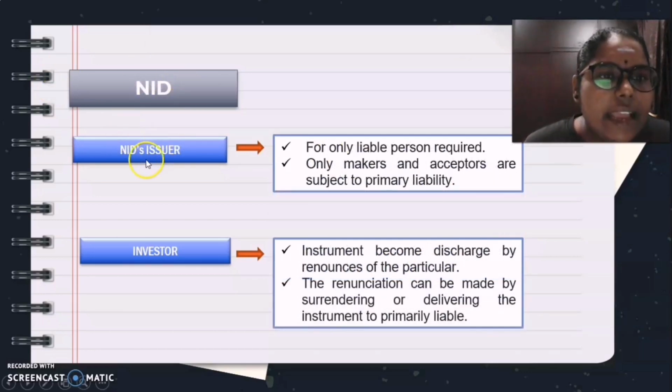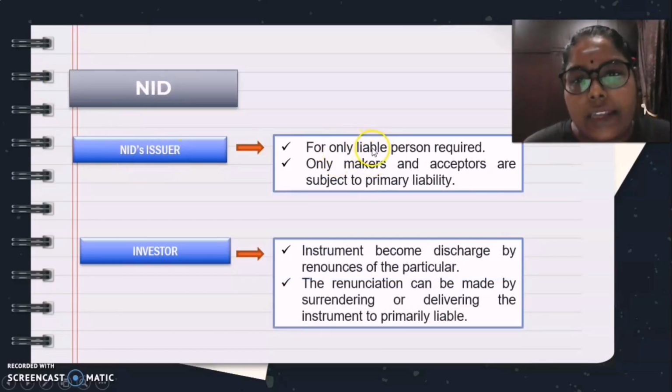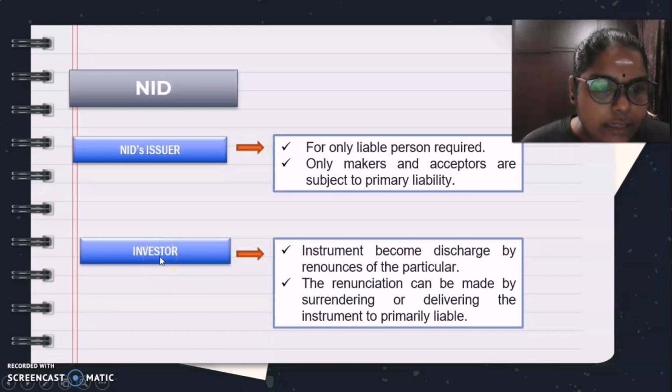Next, NID. The NID's issuer is the only liable person required, and the makers and acceptors are subject to primary liability. For the investor, the instrument becomes discharged by renunciation of the particular. The renunciation can be made by surrendering or delivering the instrument to the primary liable party.